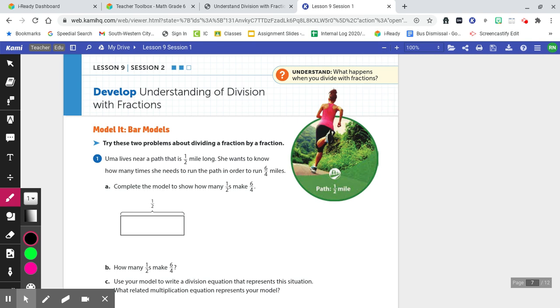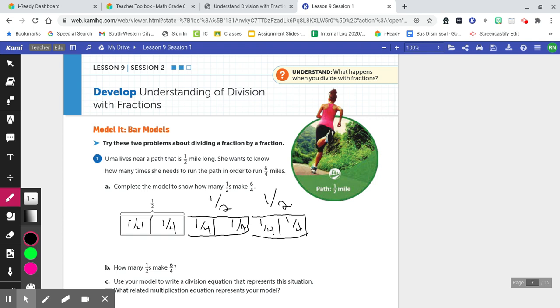Okay, hopefully you realized that a half of a half is a fourth. And I want to have 6/4, so I need to do it again. 1/4 and 1/4, that's another half. And I need another 1/4 and 1/4. So now I have 6/4.